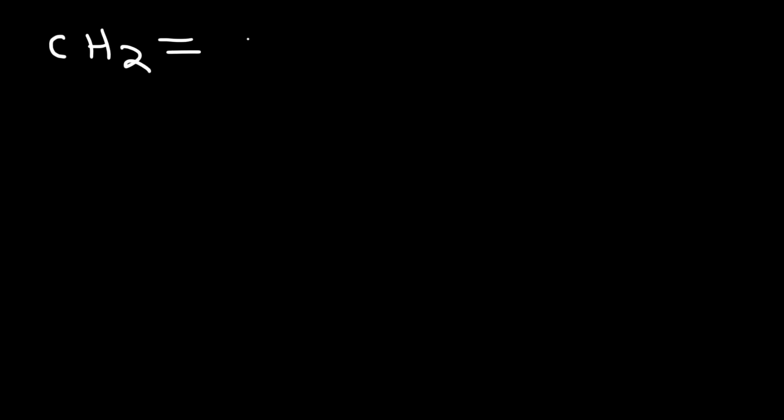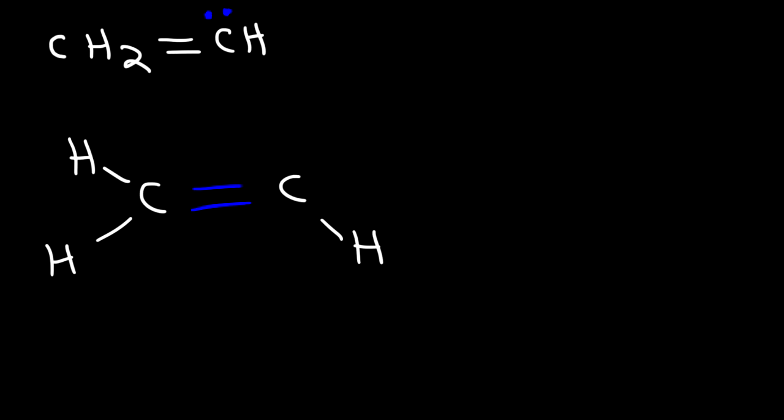CH2 double bond CH with a lone pair on the CH. Identify the formal charge on that carbon. So the first carbon on the left has 2 hydrogens attached to it, and then it's double bonded to another carbon atom, which has one hydrogen and a lone pair. So what is the formal charge on this carbon atom?